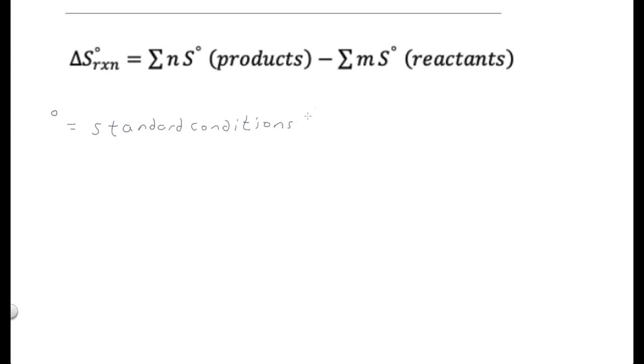What are standard conditions? Standard conditions are considered to be a pressure of 1 atmosphere and room temperature. Those really are standard conditions in the lab, right? In the lab, you usually will be at 1 atmosphere and room temperature. Remember that room temperature is 25 degrees Celsius.